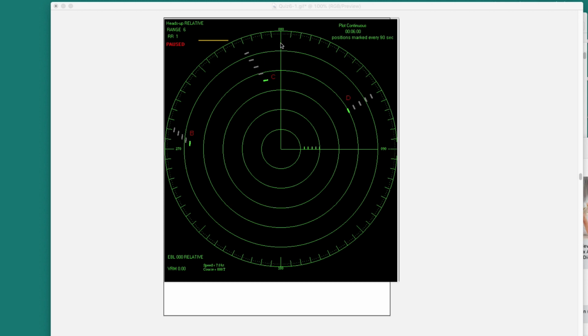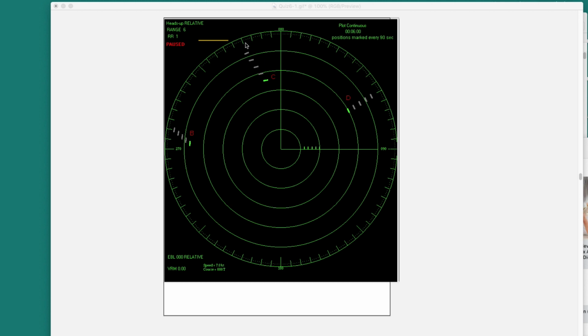Remember, we're going this direction. Well, this is head up radar, right? Heads up. So we're headed whatever direction, it doesn't matter, because this is relative, heads up. And these are the targets coming in on the starboard side and on the port side. And our speed is 7 knots.